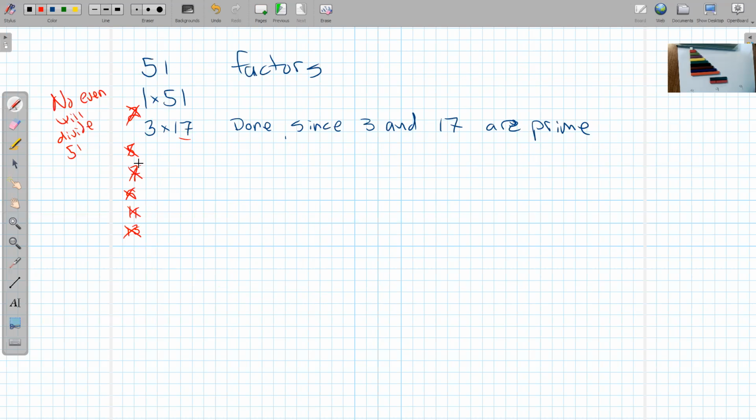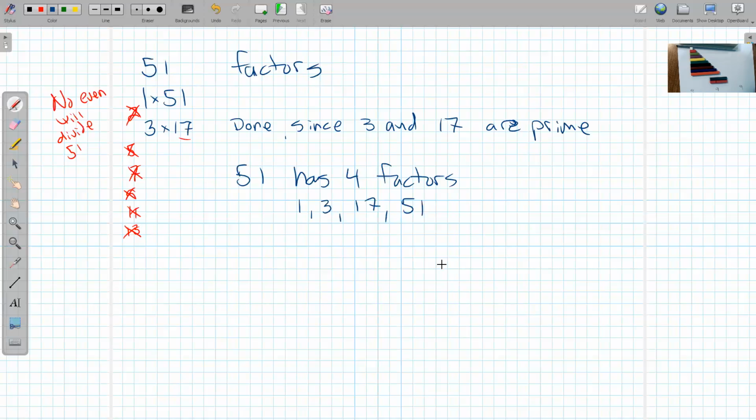So interesting, what numbers did I have to check along the way? I had to check 2, 5, 7. I did check 9, 11, and 13. Mostly I only check prime numbers, which is kind of interesting. Is that special or not? So anyway, 51 has 4 factors. Finding factors is a lot of work because it means you have to do some division. And the factors are 1, 3, 17, and 51.